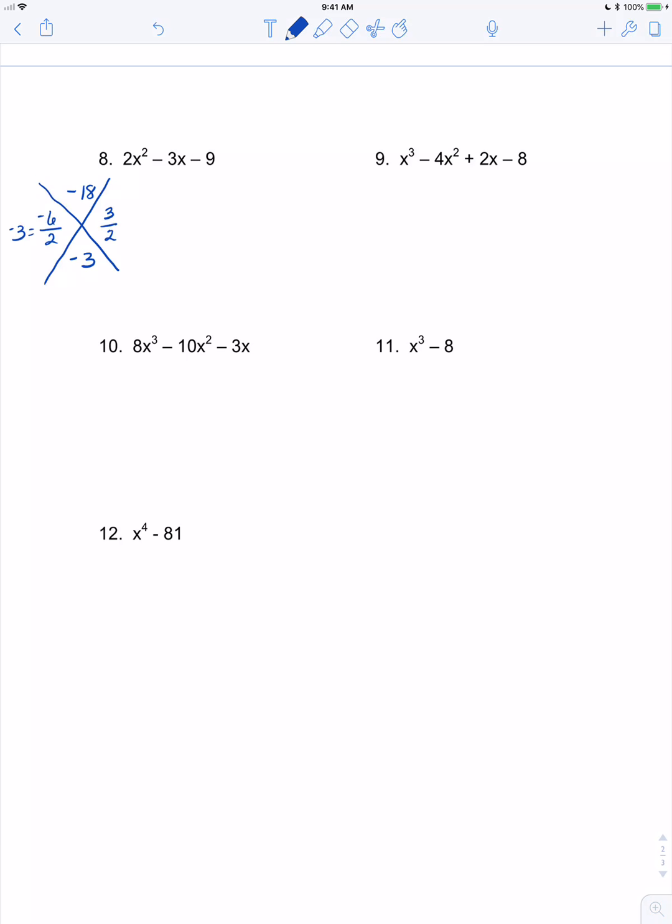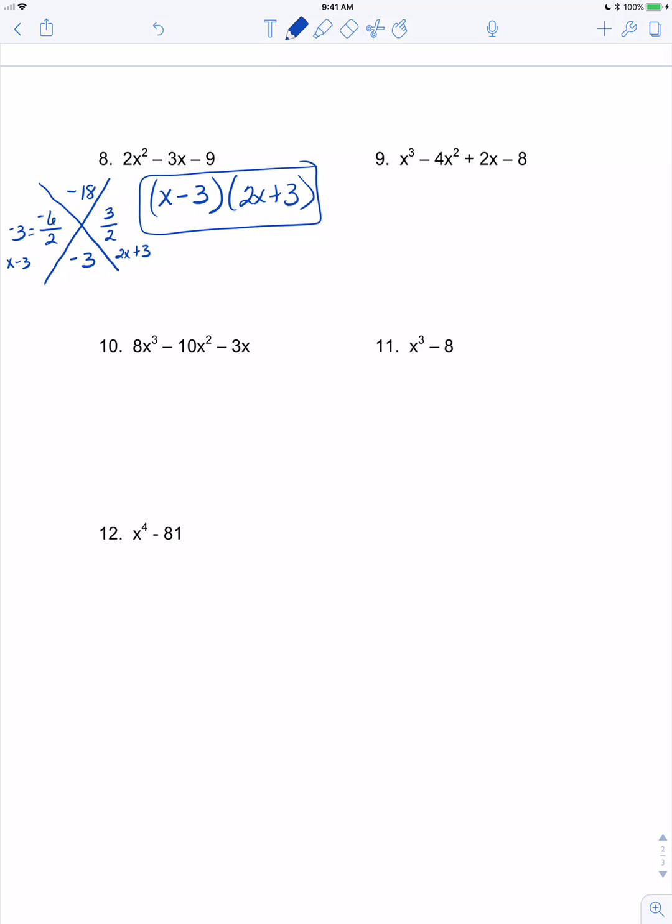This will reduce to negative 3. And the other one doesn't reduce, so the first factor is x minus 3. That's this one, x minus 3. The 2 moves to the front, leaving that plus 3. So 2x plus 3 is the other factor.